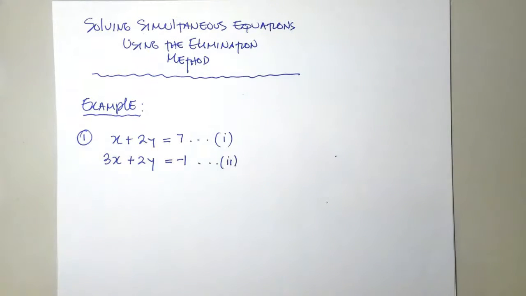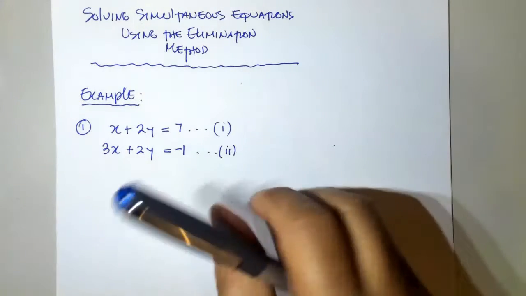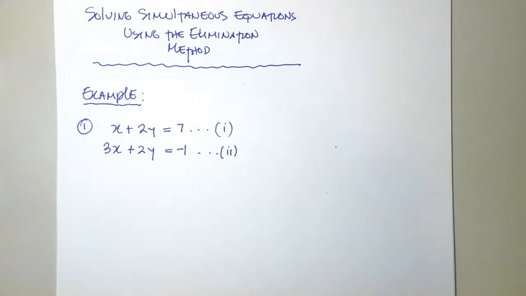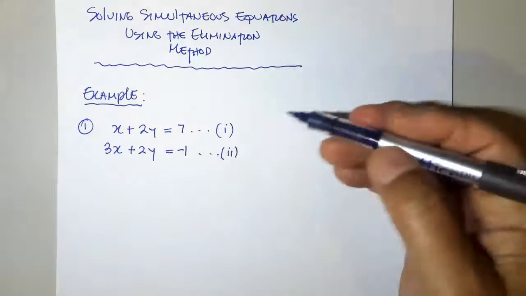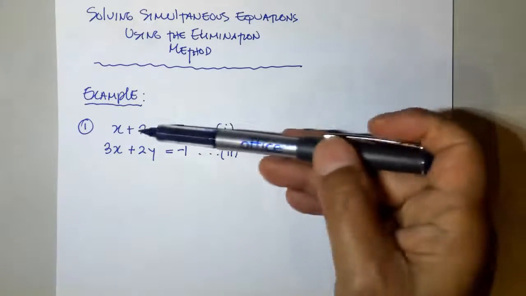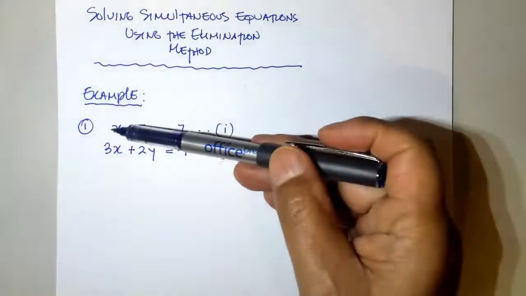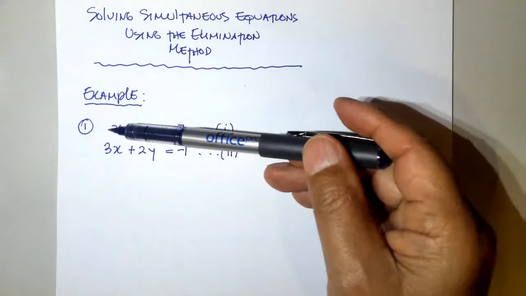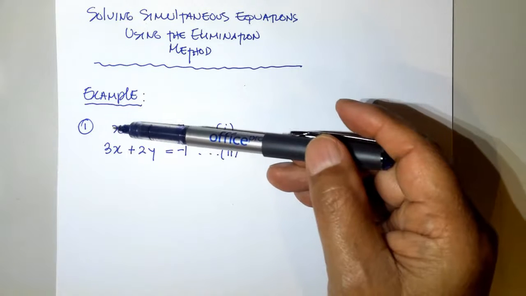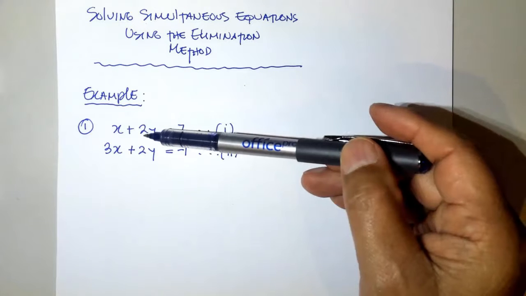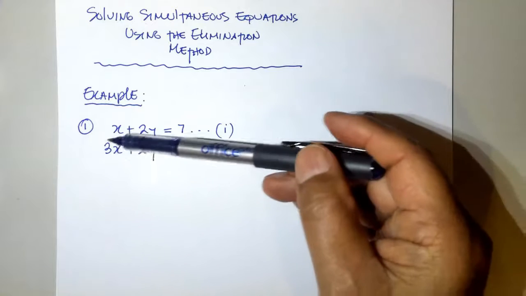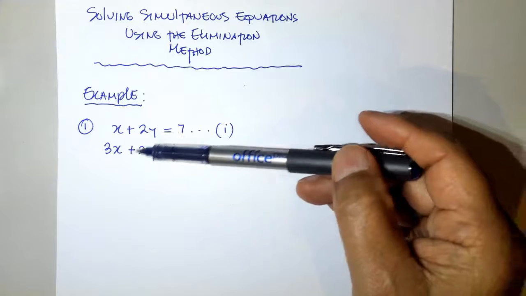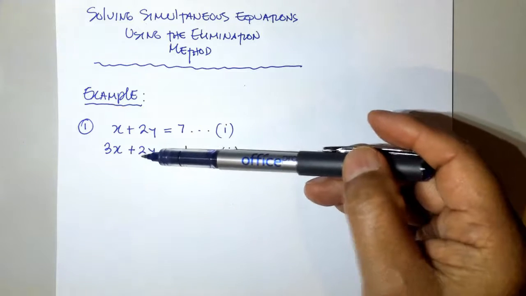When you do elimination, it doesn't matter which one looks simpler or more complicated, but what matters is this. When you have an equation like this, you're going to have a number in front of the variable, and we call that number the coefficient. So the coefficient of x in this case is equal to 1. The coefficient of y is 2. The coefficient on this one is 3. And the coefficient of y in this one is also 2.